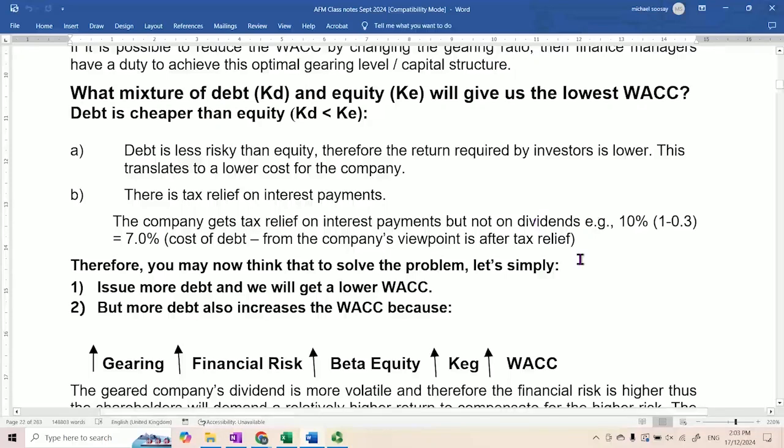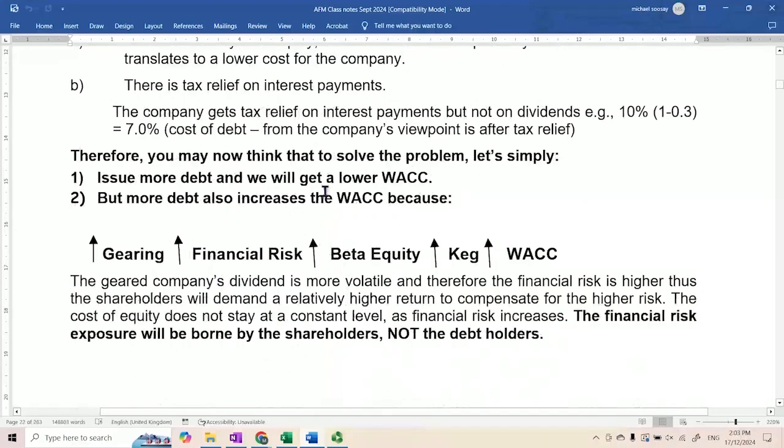Debt is less risky than equity, therefore the return required by investors is lower, which translates to a lower cost for the company. And there is tax relief on interest payments: the company gets tax relief on interest payments but not on dividends. So you may now think, let's simply issue more debt, we'll get a lower WACC. But more debt also increases the WACC. Why?